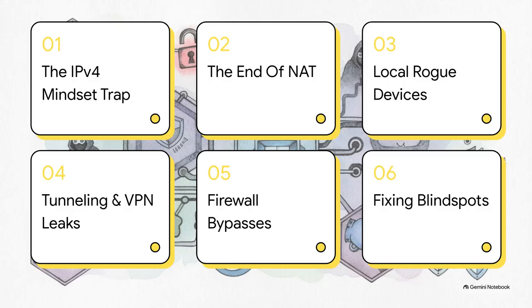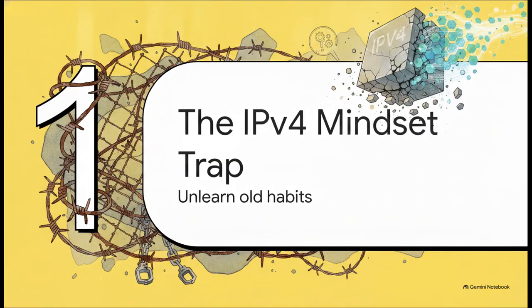Okay, let's dive right into this. Here's our threat map for today's agenda. We're covering the IPv4 mindset trap, the end of NAT, local network rogue devices, tunneling and VPN data leaks, bypassing firewalls with fragments, and finally, fixing those IPv6 security blind spots. Let's get into it. Section 1.